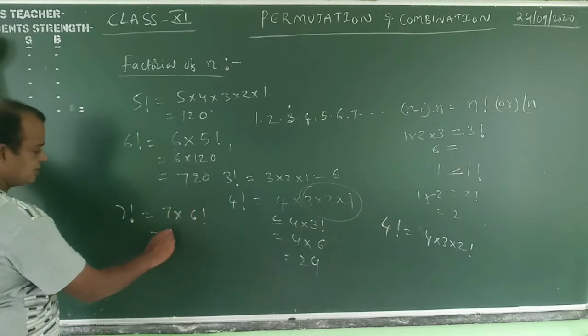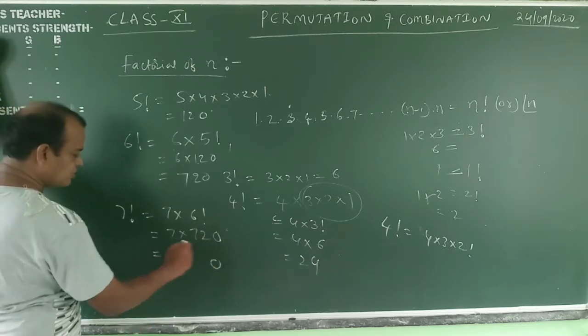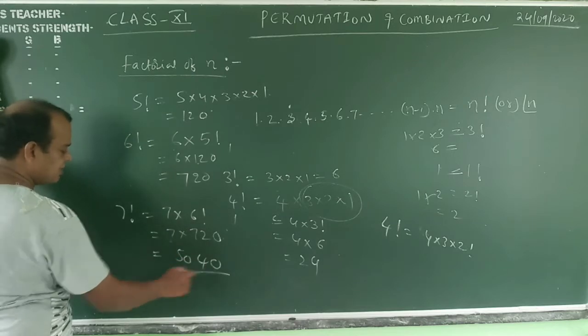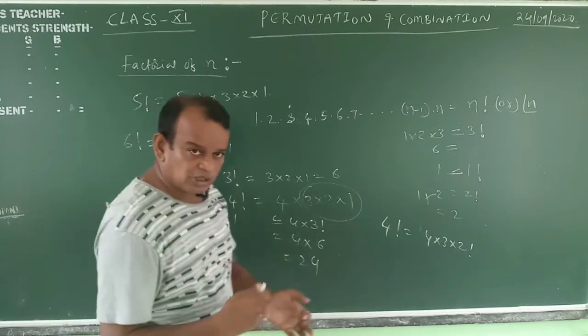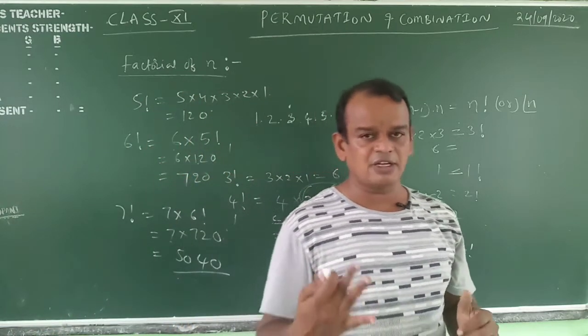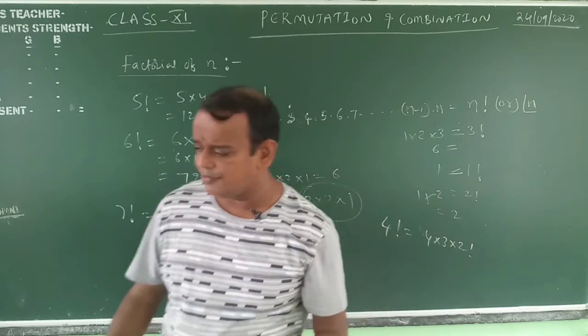Now 7 factorial means 7 into 6 factorial, no problem at all. 7 into 720: 7 zeros are 0, 7 twos are 14, 7 sevens are 49 plus 1, 50, 5040. That is 7 factorial. Next, 8 factorial means the product of the numbers from 8 to 1. 9 factorial means the product from 9 to 1. 10 factorial means the product from 10 to 1. You remember these values. What is the meaning of the factorial of n?